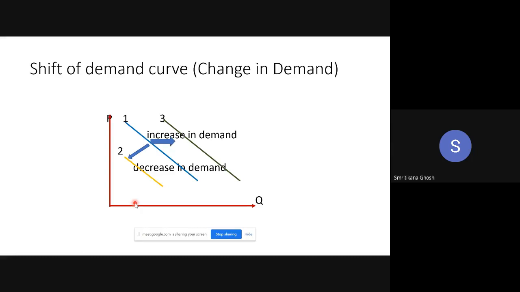So any movement to the right of the existing demand curve is called an increase in demand. And the movement of the demand curve to the left of the existing demand curve is called a decrease in demand. Ask your question.